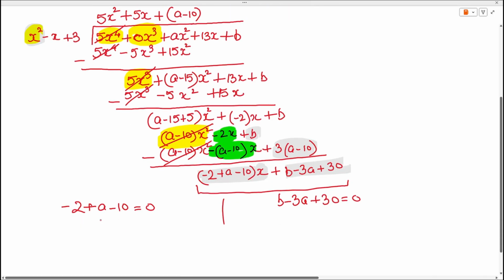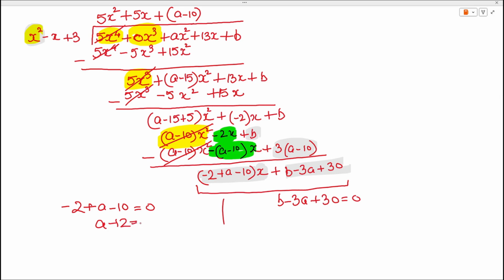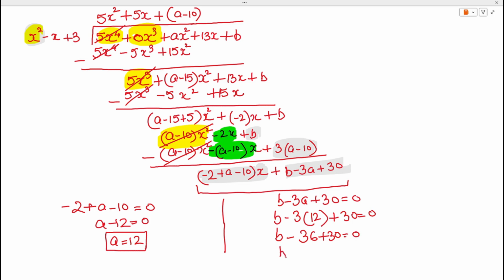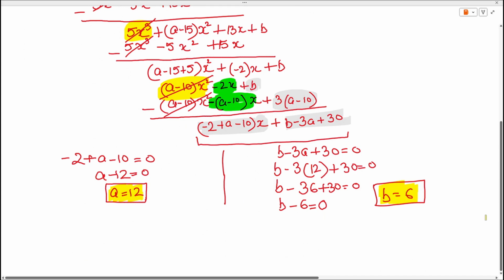And now if we simplify this, a minus 12 is equal to 0 and a is equal to 12. So we've got the value of a, and for the value of b, b minus 3a could be substituted by 12, plus 30 is equal to 0. b minus 36 plus 30 is equal to 0. b minus 6 is equal to 0, and hence b is equal to 6. So we have been able to get the values of a and b.